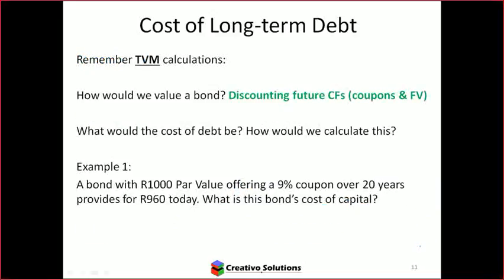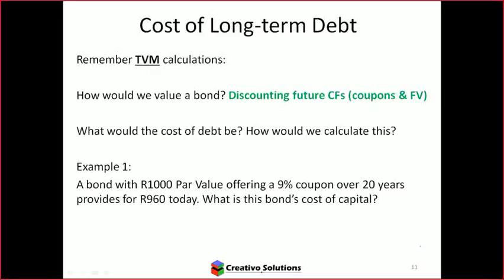Okay, so let's see if you guys remember how to do this. I've asked you a few questions here. I've answered the first one. Okay, how do we value the bond? We discount future cash flows. What are the future cash flows? Coupons and the face or par value.